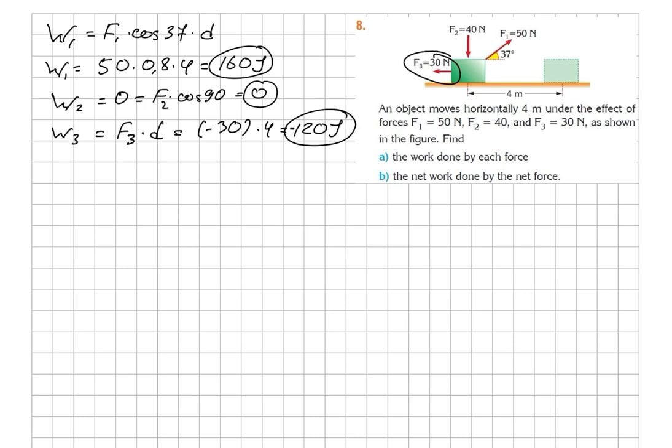And question B says the net work done by the net force. So net work is just the sum of all works. Net will be 160 joules minus 120 joules. It is 40 joules of work.